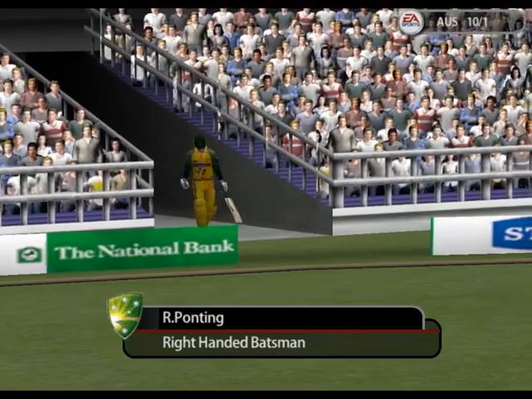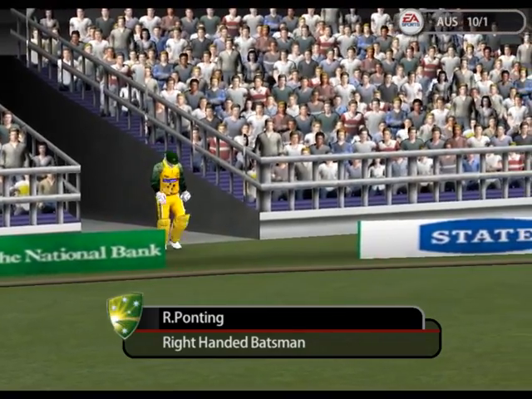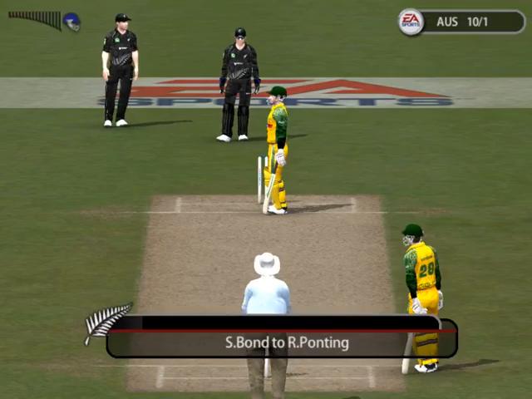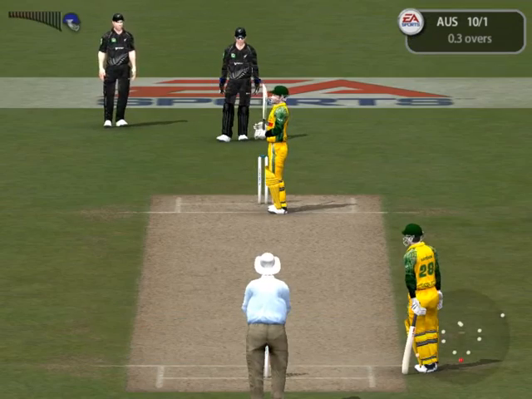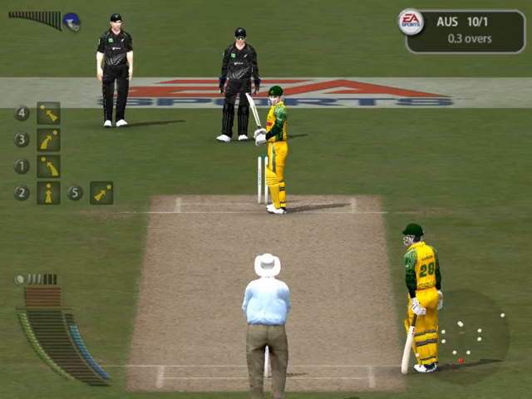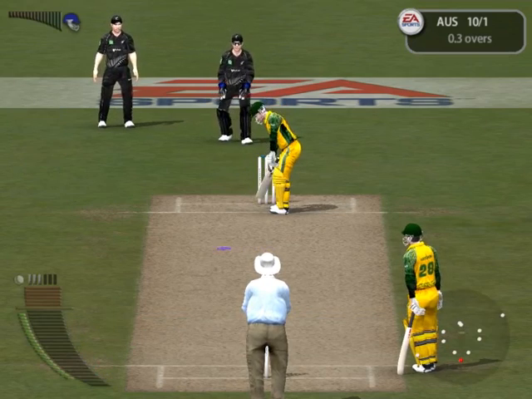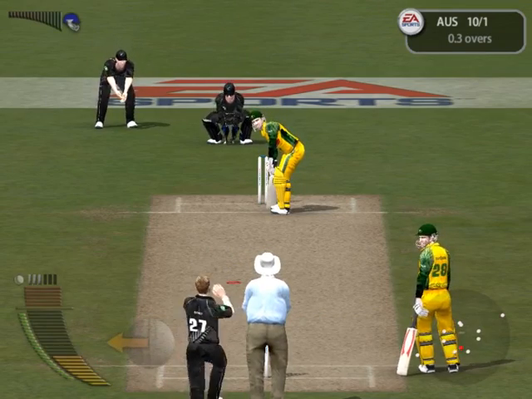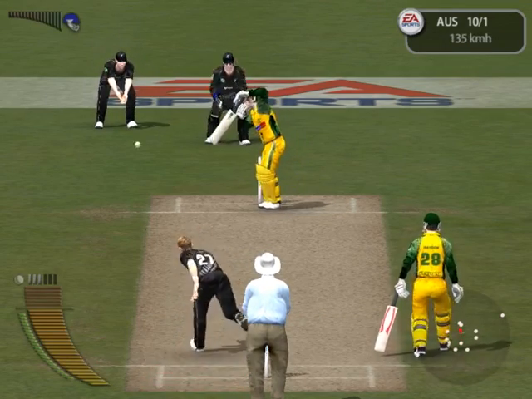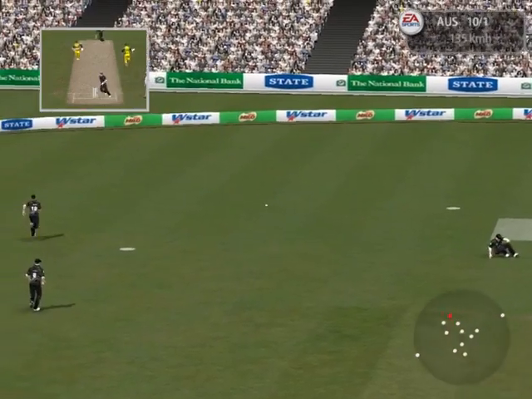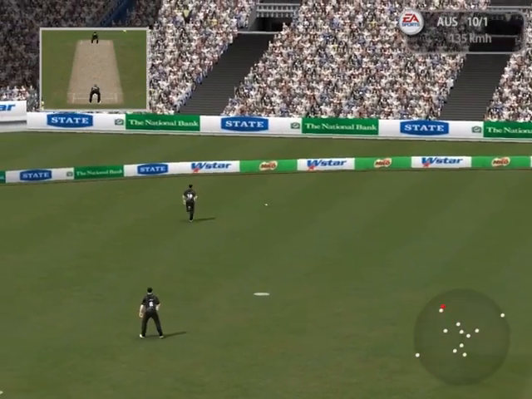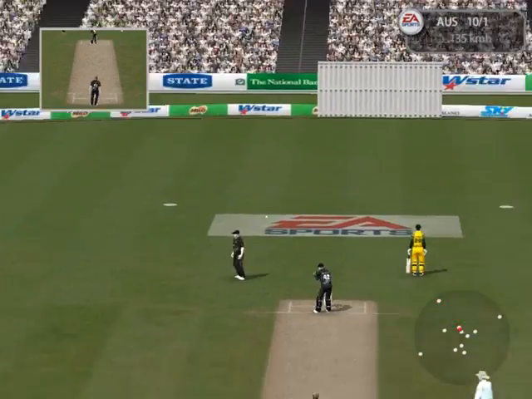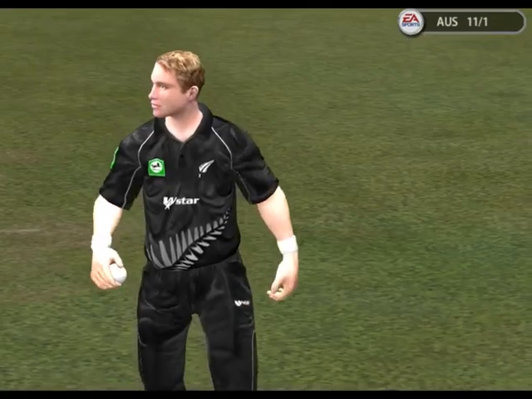The next batsman in is right-handed Ponting. Ponting waiting at the striker's end. Sinclair is chasing that one. He just runs that one down to third man. Fielded by Sinclair. There's just one there.